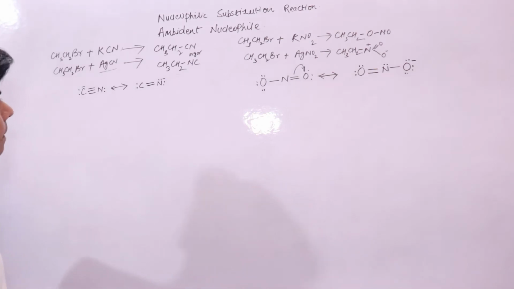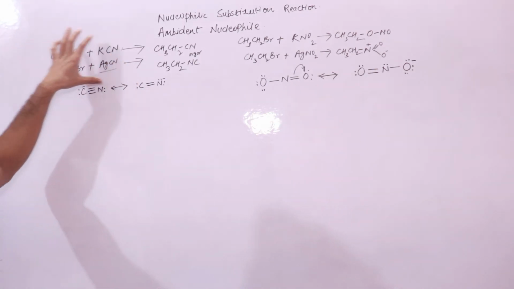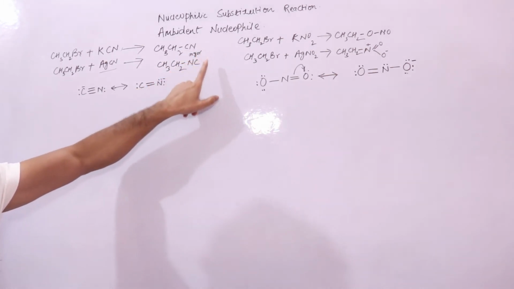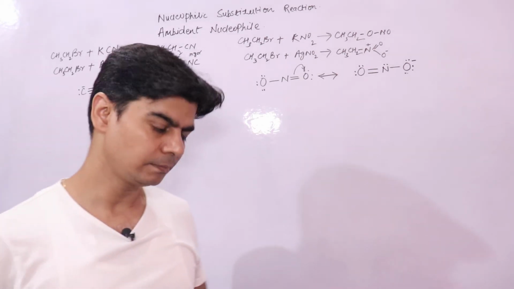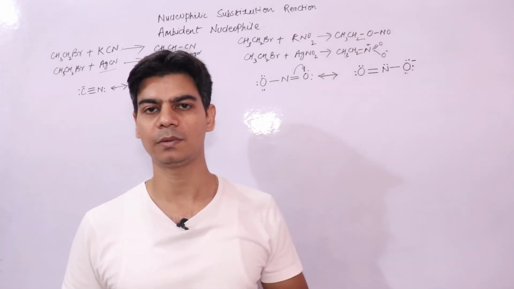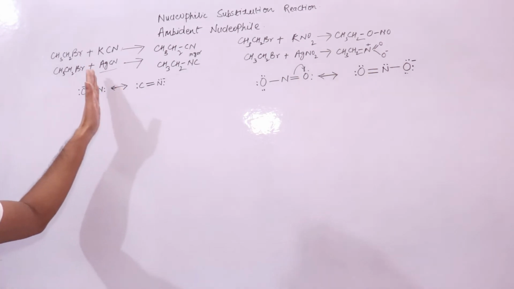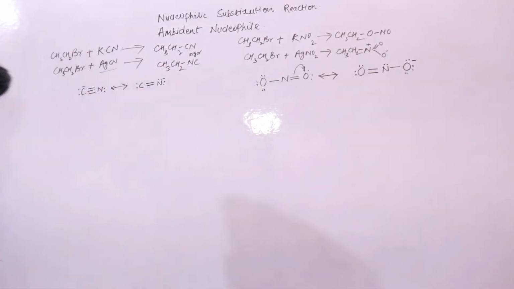But if you notice, the nucleophile is the same, cyanide, in both the reactions, but the products are different. Here you are getting ethyl cyanide, here you are getting ethyl isocyanide. So what is the reason that with the same nucleophile we are getting different products? Such nucleophiles that result in different products are known as ambident nucleophiles.